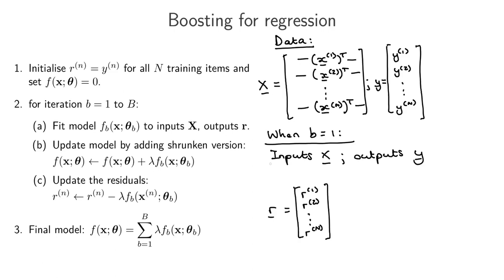Okay, and when b is greater than 1, in other words, every iteration after the first iteration, instead of fitting a model on the inputs x and the outputs y, we are going to have inputs x and outputs r. So in each iteration, we're going to fit a model to the residuals, how much we got wrong. I'm not sure that makes complete sense, so let's just look at an example and then hopefully everything comes together.